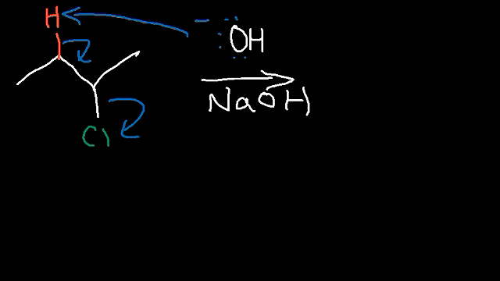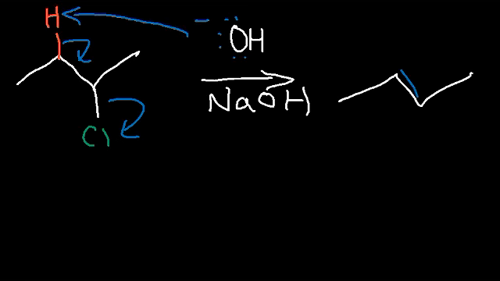As soon as hydroxide removes that hydrogen, the carbon-hydrogen bond is going to break instantly, the carbon-chlorine bond is going to break, and the double bond is going to form at the same time. This is called a concerted reaction mechanism. That's when all bond breaking and bond forming processes occur at the same time. And so we get the alkene in a single step.